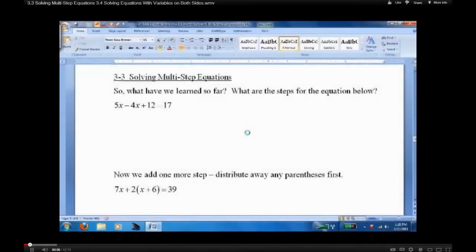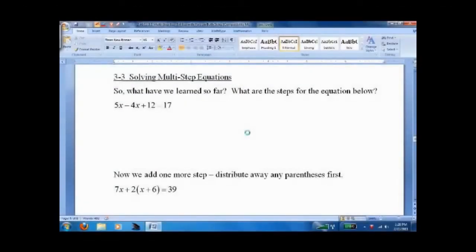As with all things, now we're going to make this harder. So let's do a little review first. How do we solve 5x minus 4x plus 12 equals 17? Well, step one, combine like terms. So 5x minus 4x is just 1x, but we just write x, and everything else comes down.